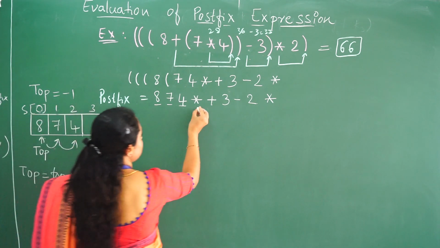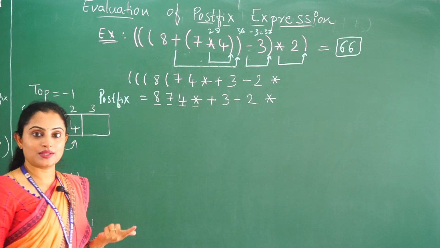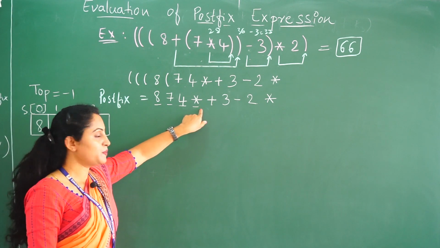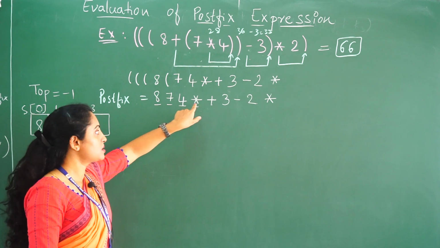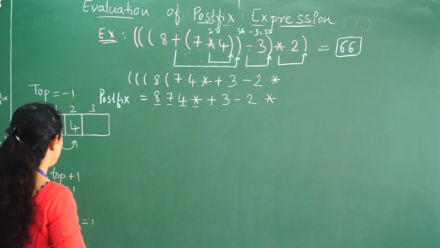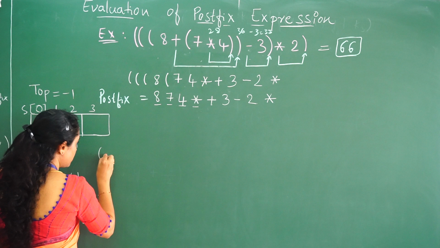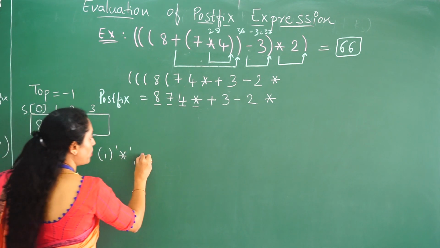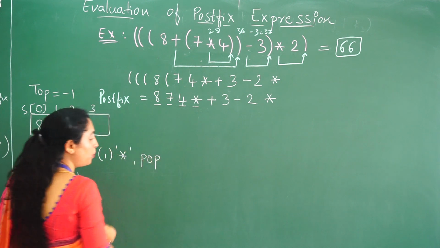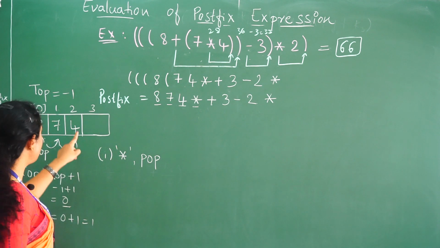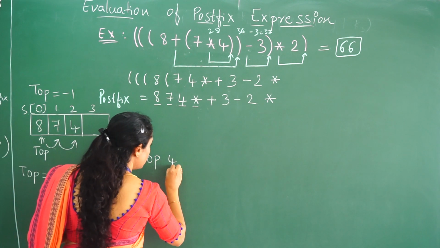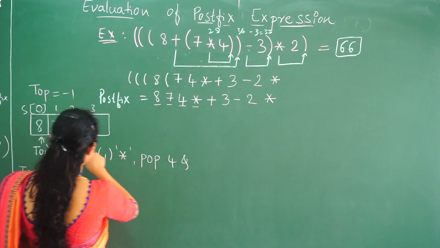The next scanned symbol is an asterisk. Here, asterisk means the multiplication symbol. When an operator is encountered, asterisk being an operator, what we have to do is pop. What do we have to pop? Pop the 2 operands from the top of the stack. So let us pop this 4 and 7.